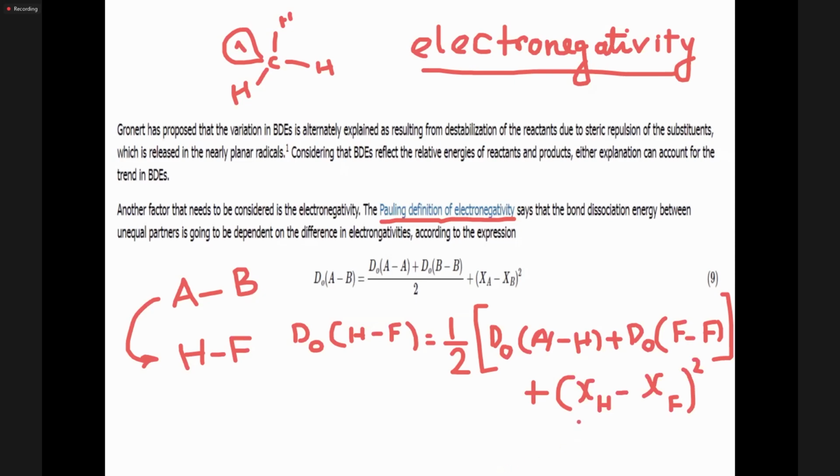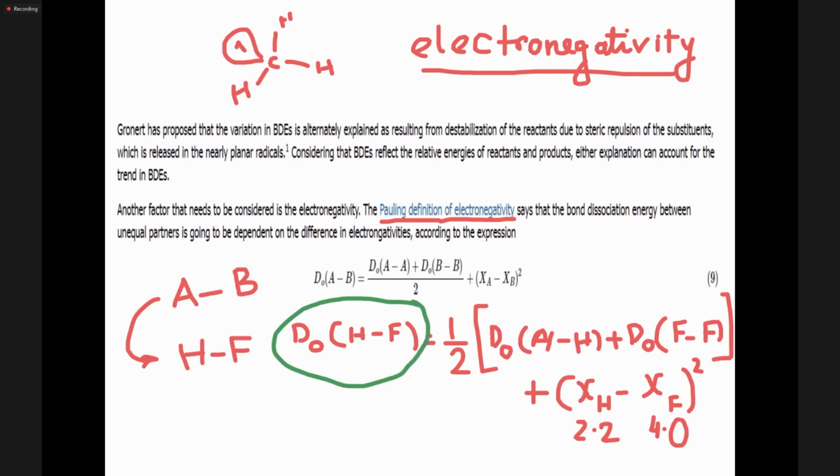Now this chi actually is the Pauling scale electronegativity of a specific atom. As we know, chi of H is 2.2 in the Pauling scale. And in the periodic table chapter, you have learned that fluorine is the most electronegative atom in the periodic table, which has a chi value of 4.0. So if we put in the value of D0 of HH, that is the bond dissociation energy of the dihydrogen molecule, plus the bond dissociation energy of the fluorine molecule, and then add all these terms, we will ultimately be able to calculate the D0 of HF.